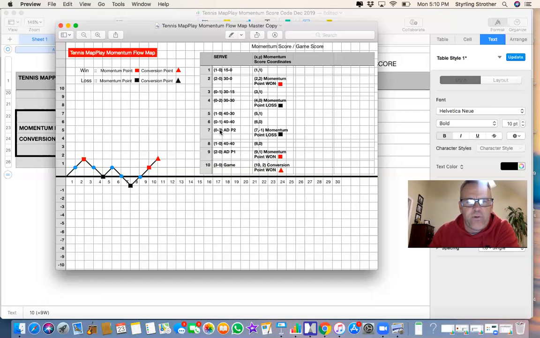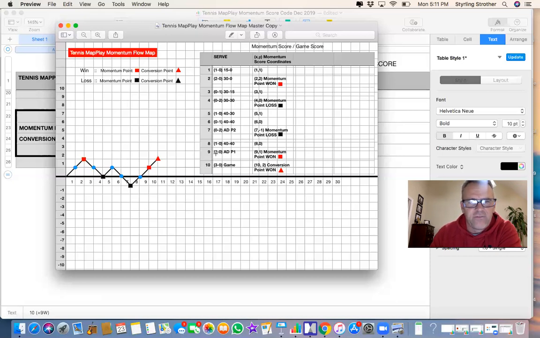So we go to the 7th point, and that one is lost. So it goes 0-2, add player 2. And we see the coordinates go from 6-0 to 7, -1. So now we know that from here to here, that was 1-2. So there's a momentum point loss. 8th point is 1, 1-0, 40 all. Goes back to 8-0, is the coordinate. So nothing good. That's just 1 in a row.